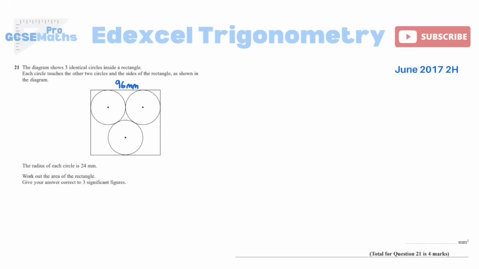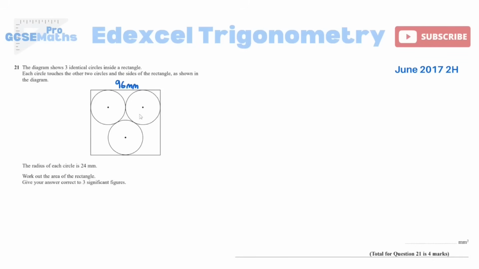Now, if you look vertically, it's not the same, is it? I know that's 24, I know that's 24, but then do you see how this overlaps a bit? There's like an overlap and we don't know by how much. So it's obviously not as simple as just doing 4 lots of the radius again, and that would make a square, which they've told us it's a rectangle. Where can I create other shapes?